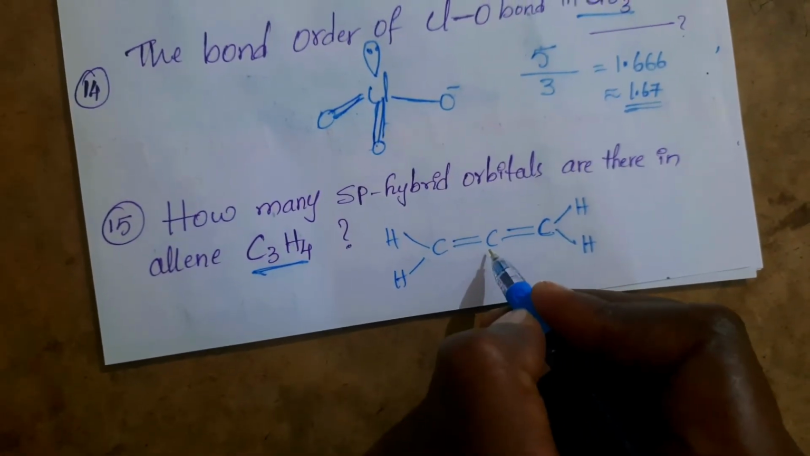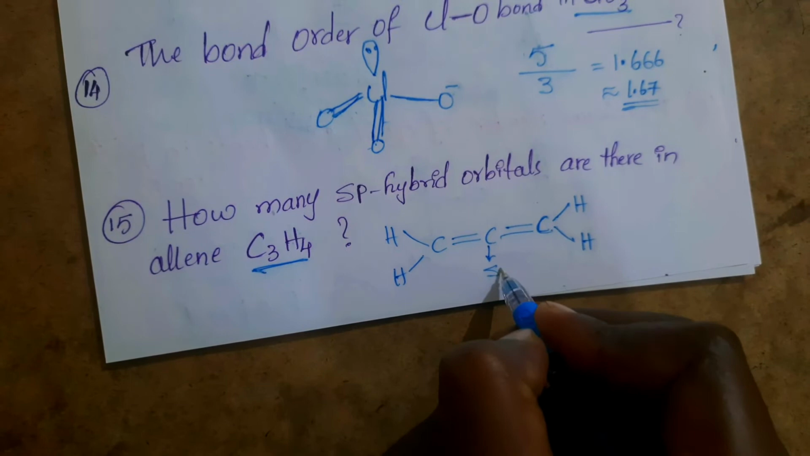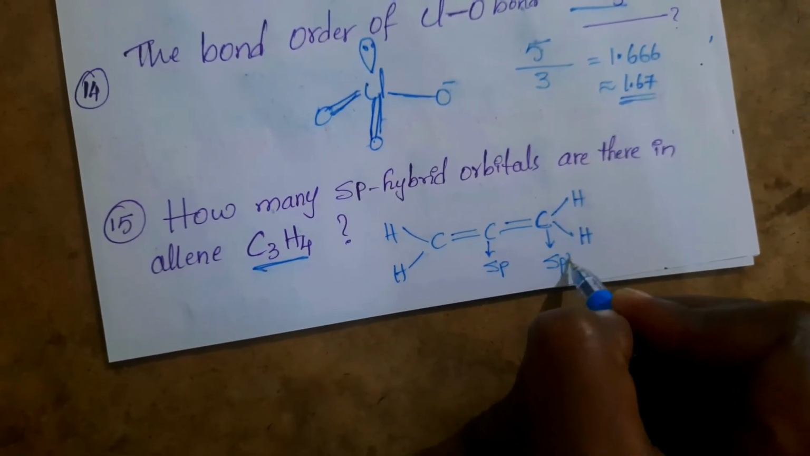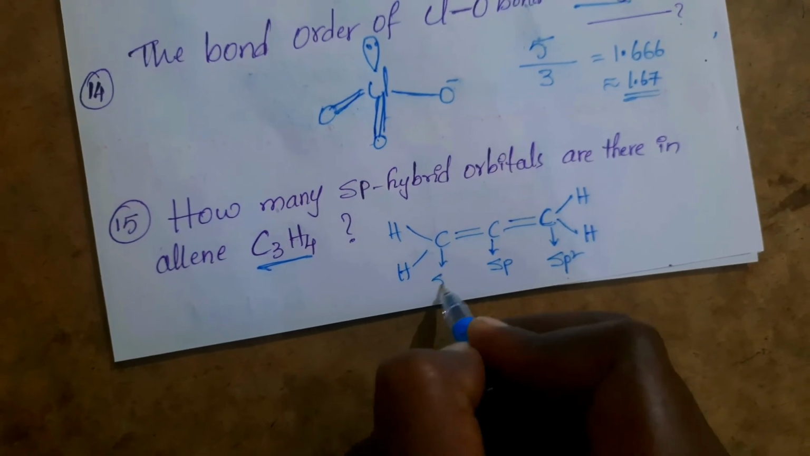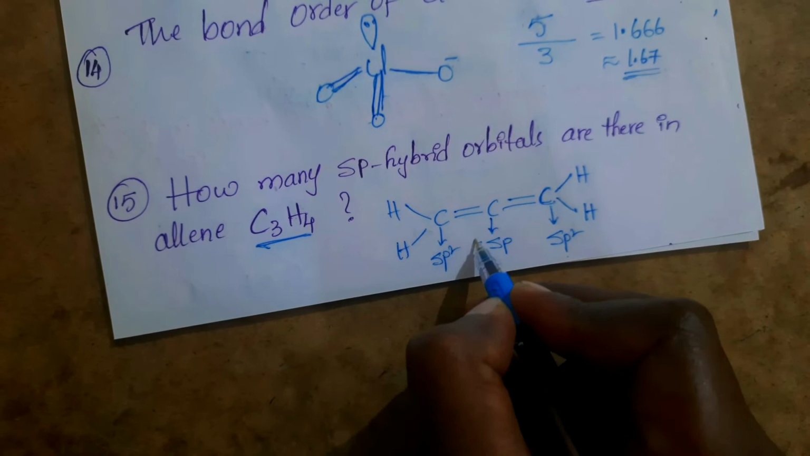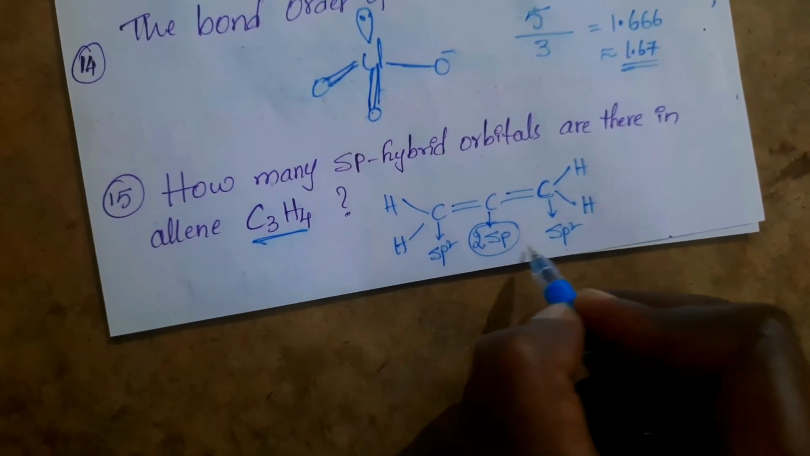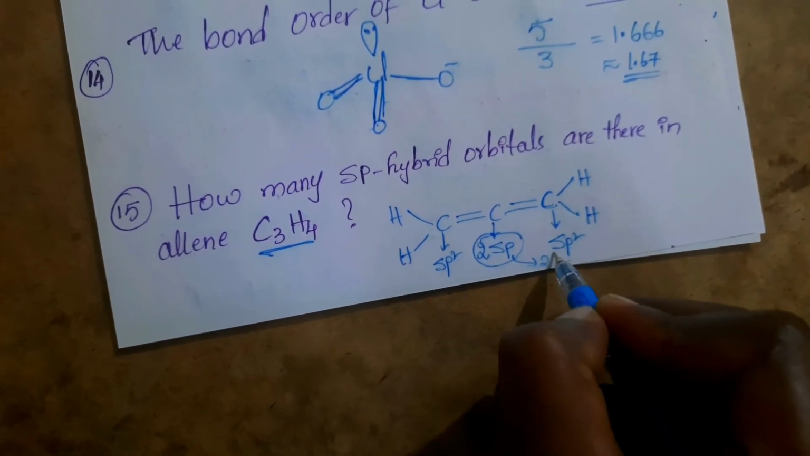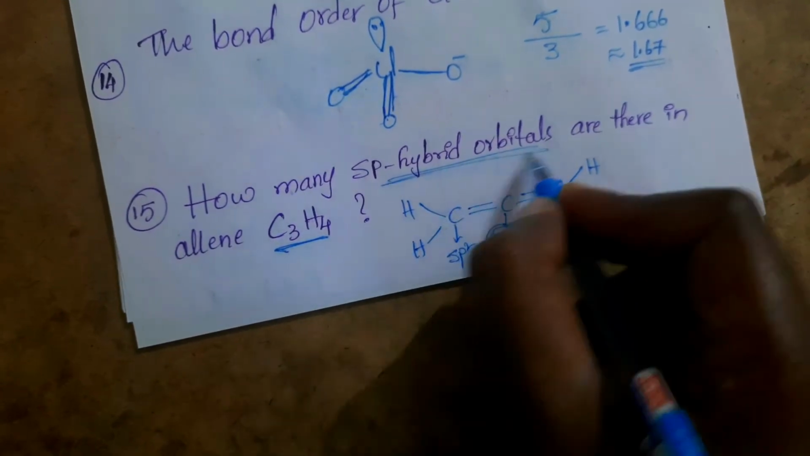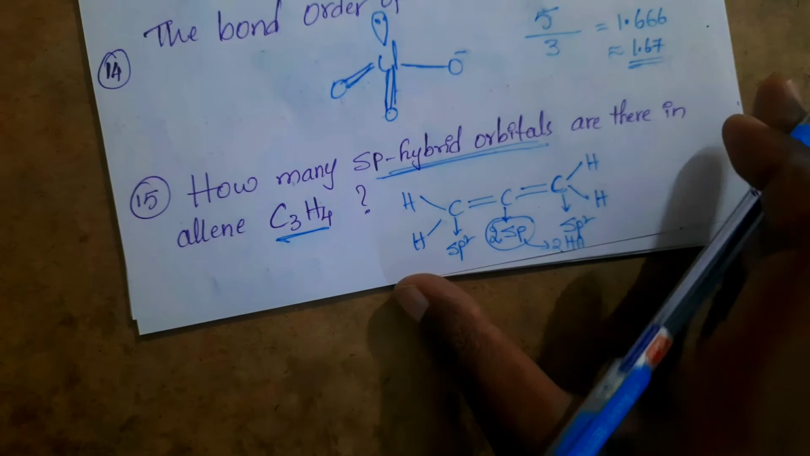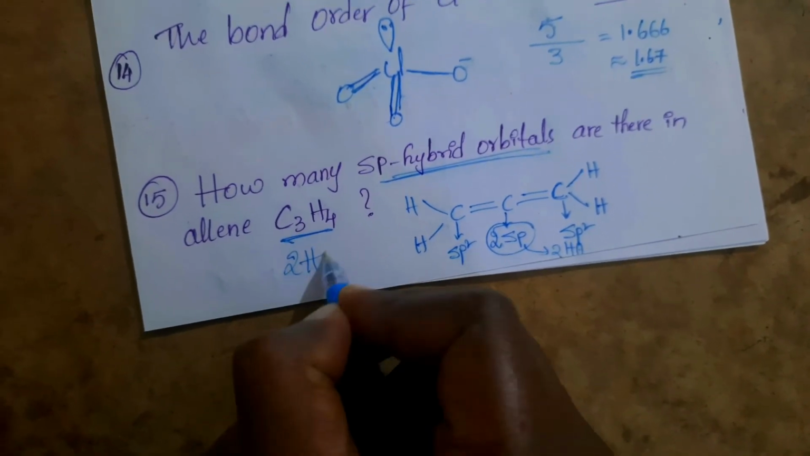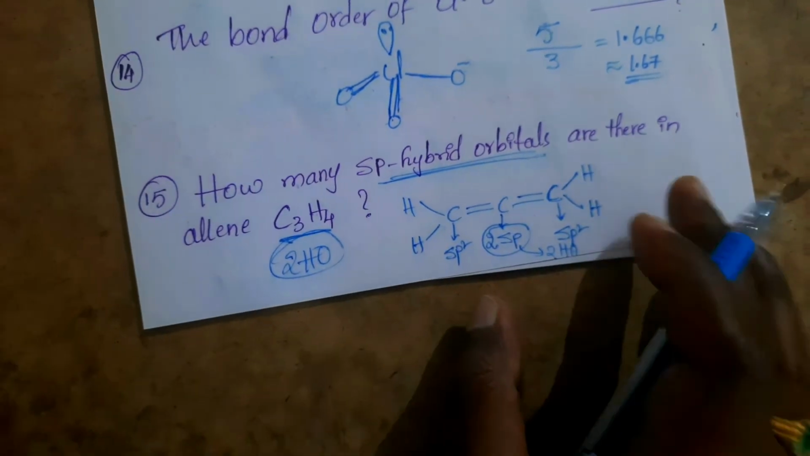In this allene molecule, the central carbon participates in sp hybridization. The terminal carbons participate in sp2 hybridization. Now sp hybridization means how many hybrid orbitals? 2 hybrid orbitals. They are asking the number of sp hybrid orbitals in the allene molecule of C3H4. That is 2 hybrid orbitals of sp hybridization. Is that clear?